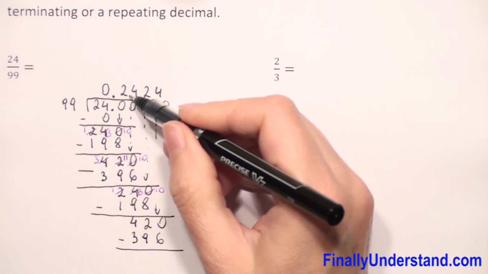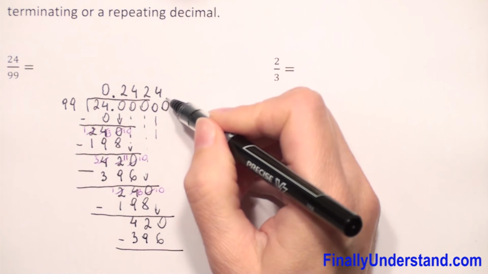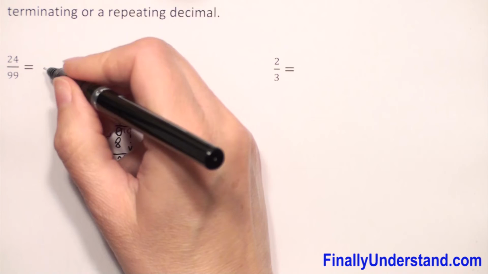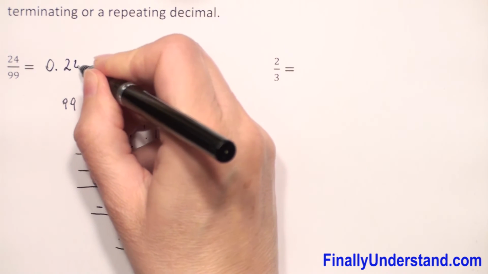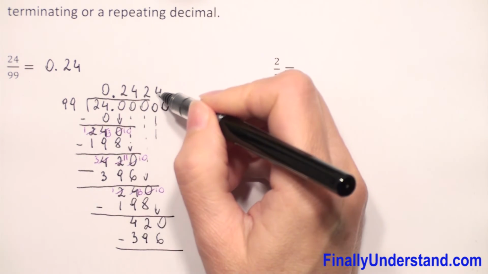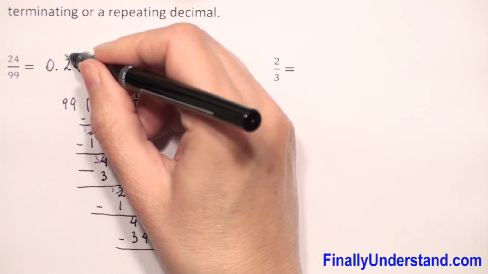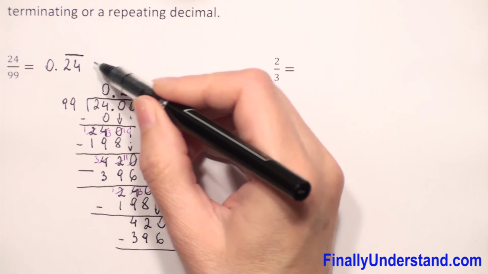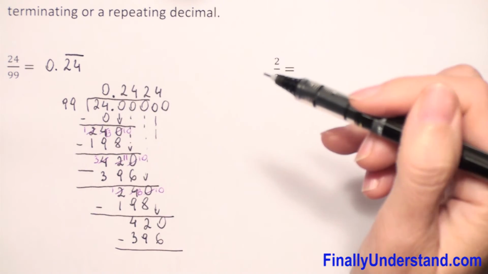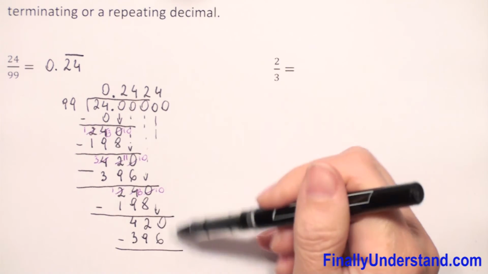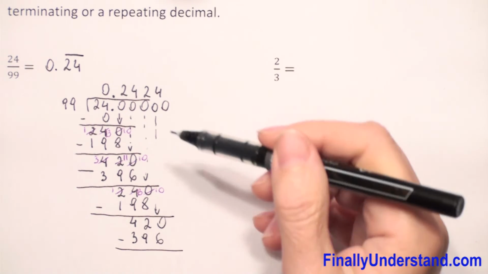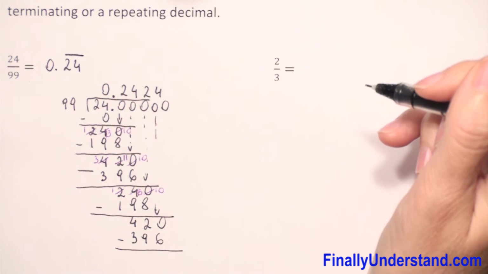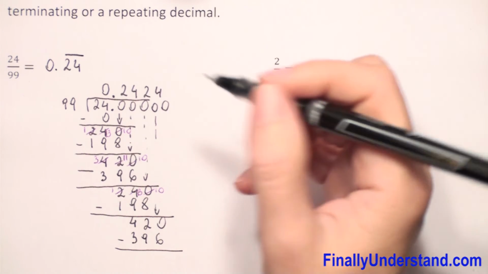We see that the number 24 repeats. So we can write that 24 over 99 as a decimal will be 0.24, and because 24 repeats, we can add the bar on top. It means that this number 24 repeats, 24, 24, and so on. When we cannot finish long division and the number repeats, we say that this number is a repeating decimal.